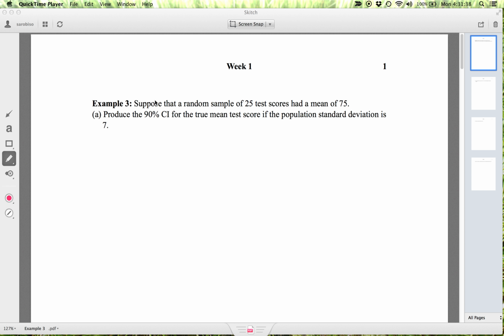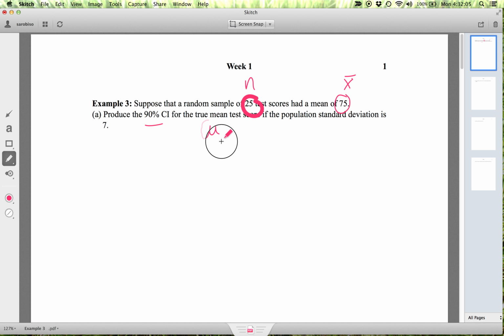Example 3. Suppose a random sample of 25 has a mean of 75. Okay, so this is the average coming from a sample. What we want to do is to produce a 90% confidence interval for what the true mean. Remember, the true mean is actually mu.